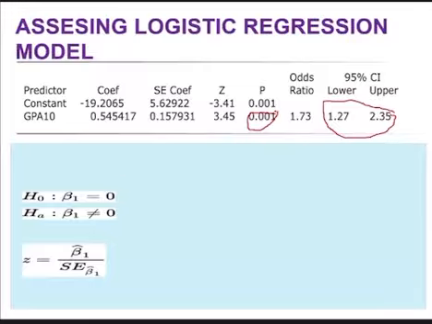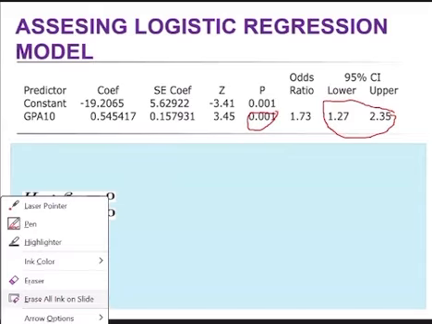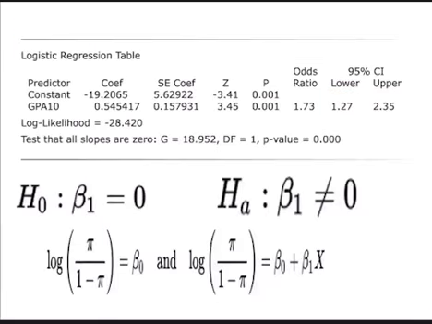Rejecting with the p-value is when the p-value is less than 0.05. Rejecting with the confidence interval is when the confidence interval does not include 1. That's what I mean. Okay, I'm moving on. Take a look at this. This is the test. That's what I'm doing.